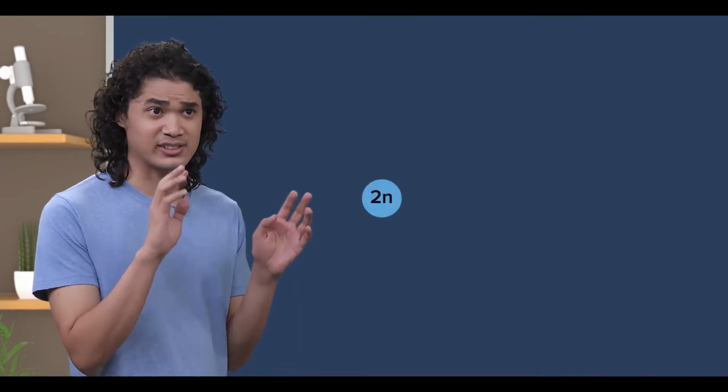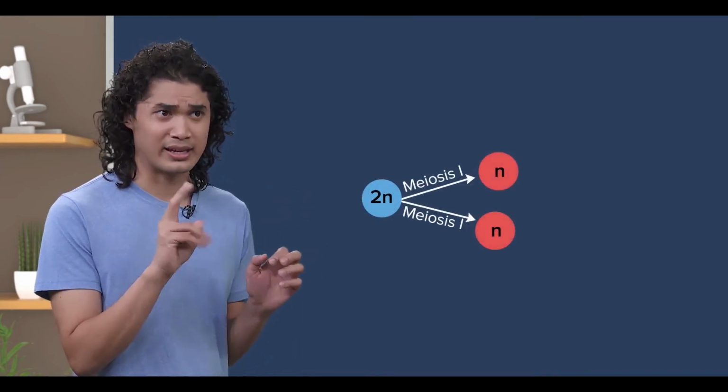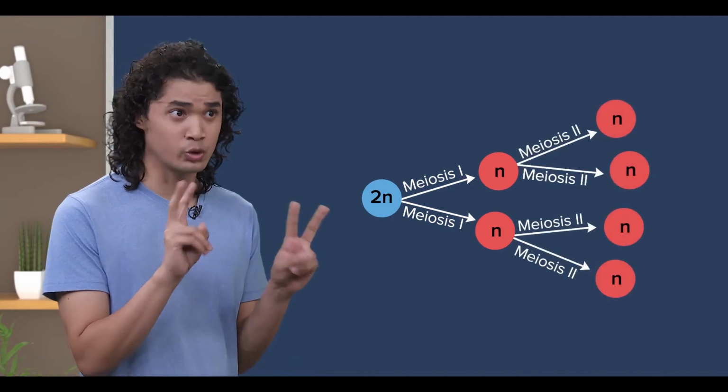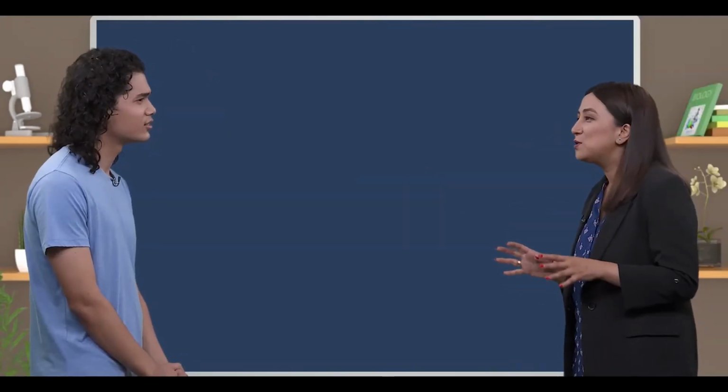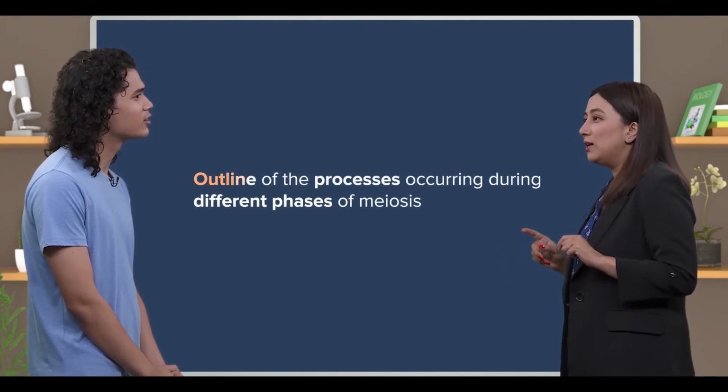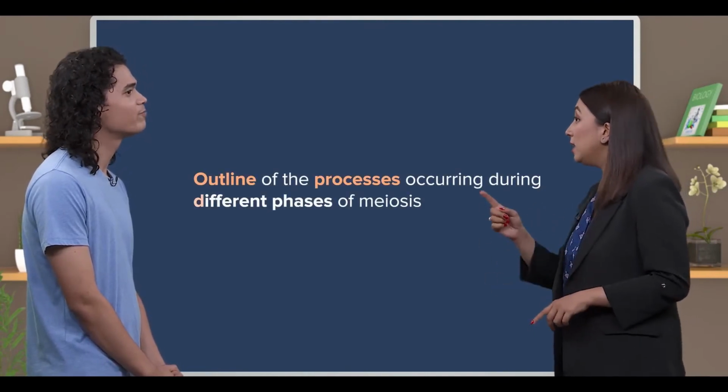Okay, I lost you there. So first the cell divides into two. And then again, each of those cells divides into two. Can you explain more, please? Sure, not to worry. Let me give you an outline of the processes occurring during each phase.